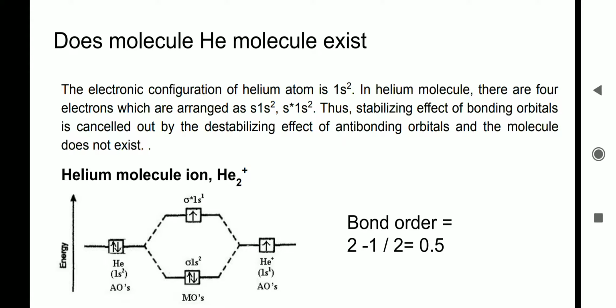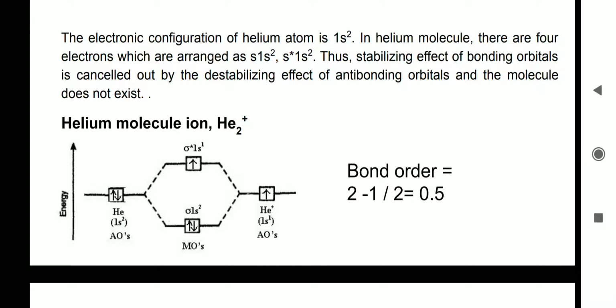It will not exist. Now let us take another example, the helium 2 plus ion. Helium 2 plus ion is formed by the combination of a helium atom with a helium ion. Helium atom has the electronic configuration 1s2 and helium ion has the electronic configuration 1s1. Upon the combination of these two orbitals, two molecular orbitals are generated named sigma 1s and sigma star 1s. Now we have to fill the 3 electrons in this molecule ion, and 2 electrons will enter first in the sigma 1s orbital and the next electron will go to the sigma star 1s orbital.